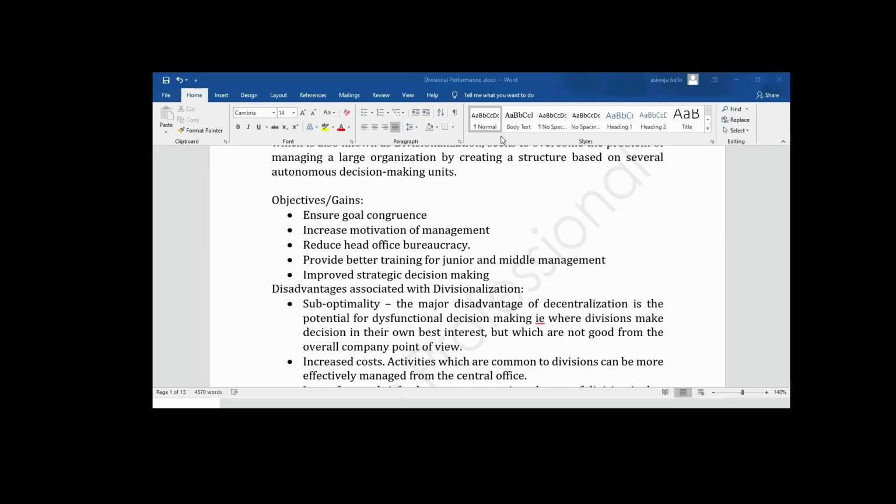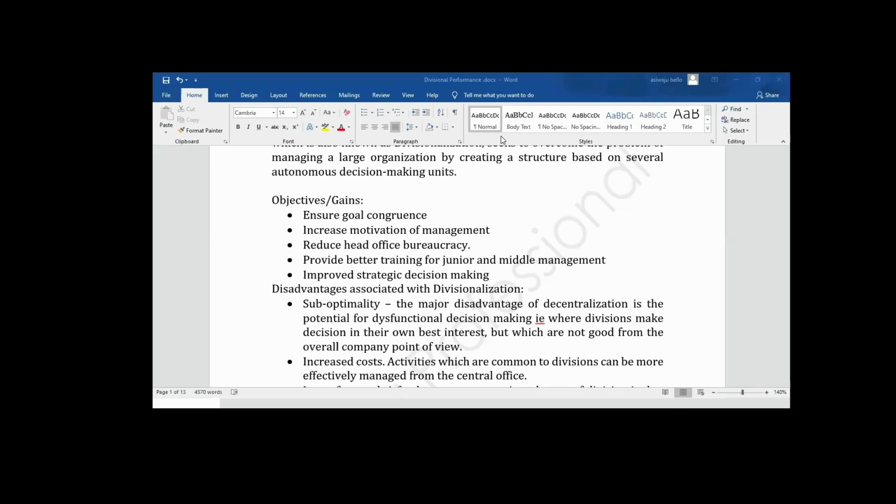What is head office bureaucracy? Head office bureaucracy means that in head office, decision making will be slow. You have so many top level managers. Decision making will go through so many stages, and this could lead to delay in critical decision taking. Decision will move from one stage to the next stage, from one point to the next point, and this could delay decision. This is what we refer to as head office bureaucracy.